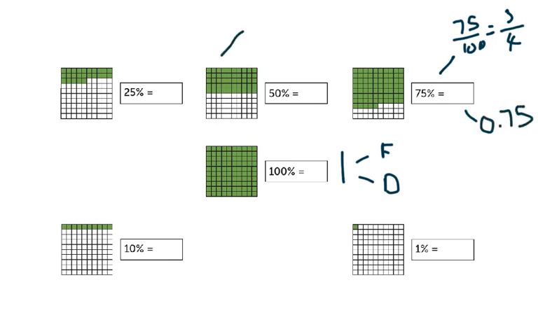50% is 0.5. I've done the decimal first this time. Or 50 over 100, which is the same as 1/2.